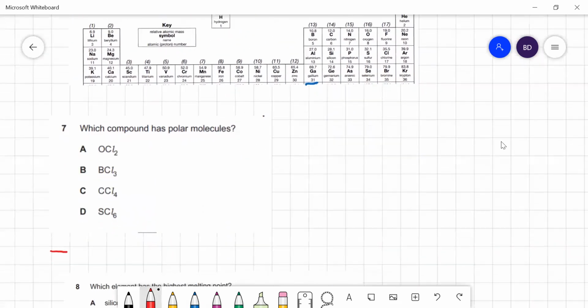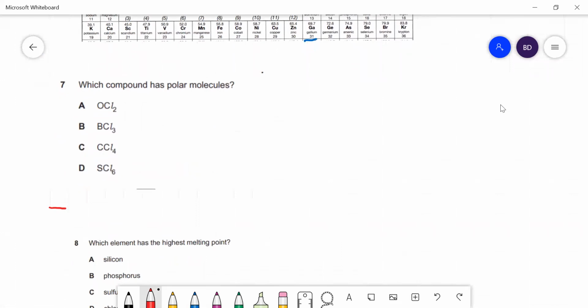Which compound has polar molecules? Now looking at that, you've got an electronegative element, chlorine, attached to all of these 3. So much more electronegative than boron, carbon or sulfur. But they're not polar because they're all symmetrical. BCl3, that's only got 3 bonding pairs. So that's going to be trigonal planar, it's symmetrical. There's no lone pairs there.